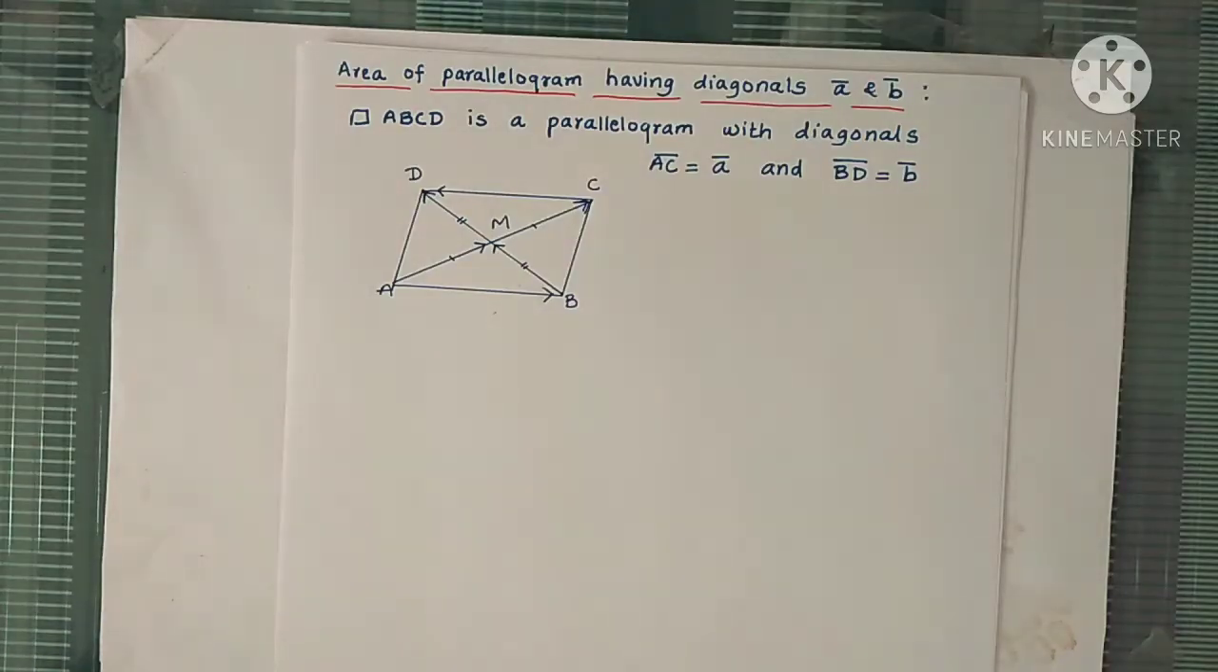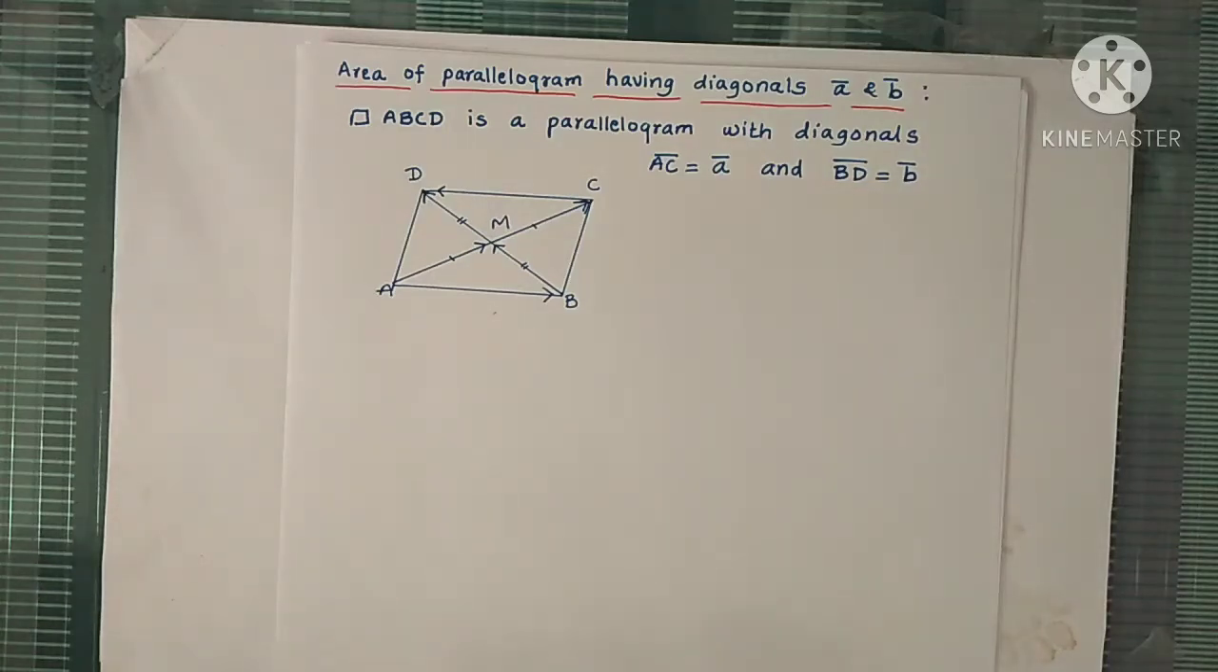Students, in this video we are going to study the area of a parallelogram in terms of diagonals A bar and B bar. In the last video we have seen that the area of a parallelogram having adjacent sides A bar and B bar is modulus of A bar cross B bar. Now here A bar and B bar are diagonals instead of adjacent sides.